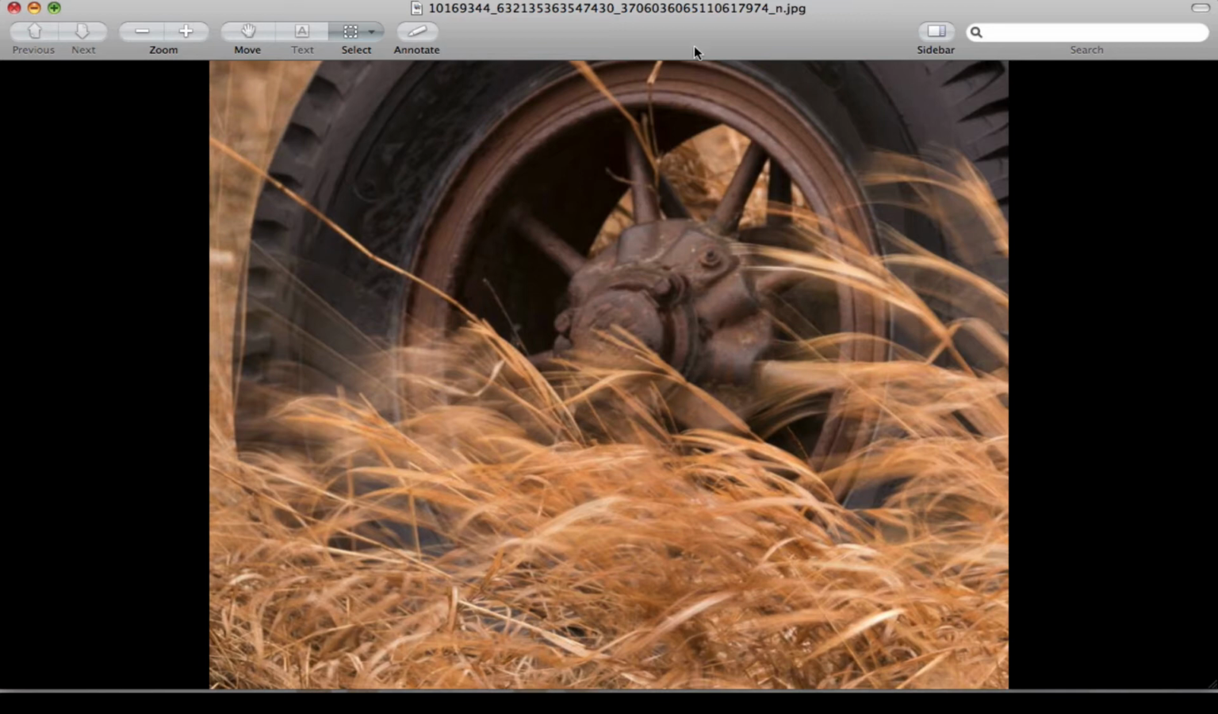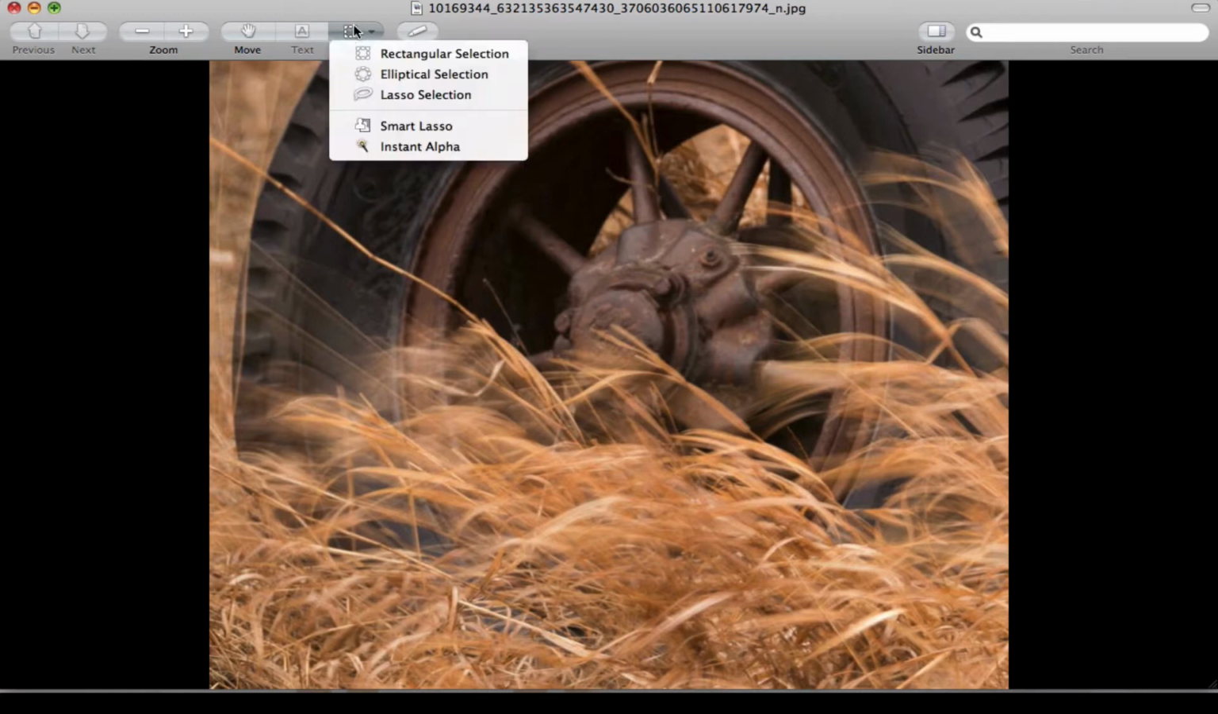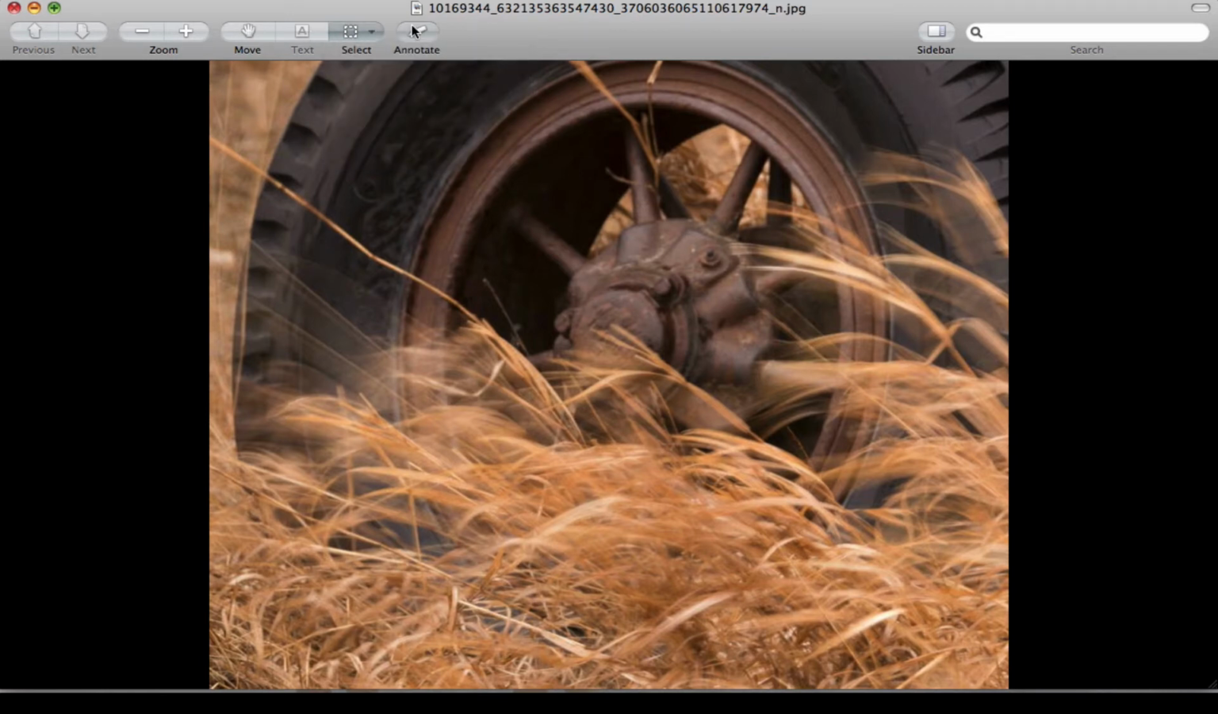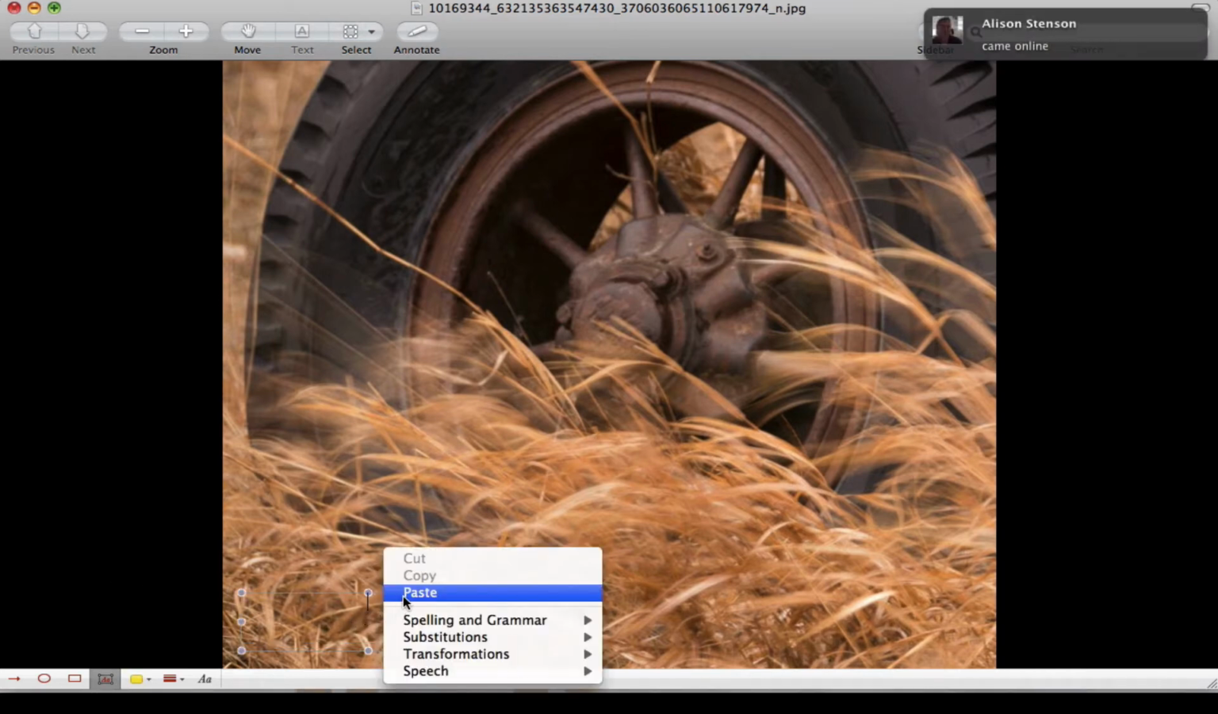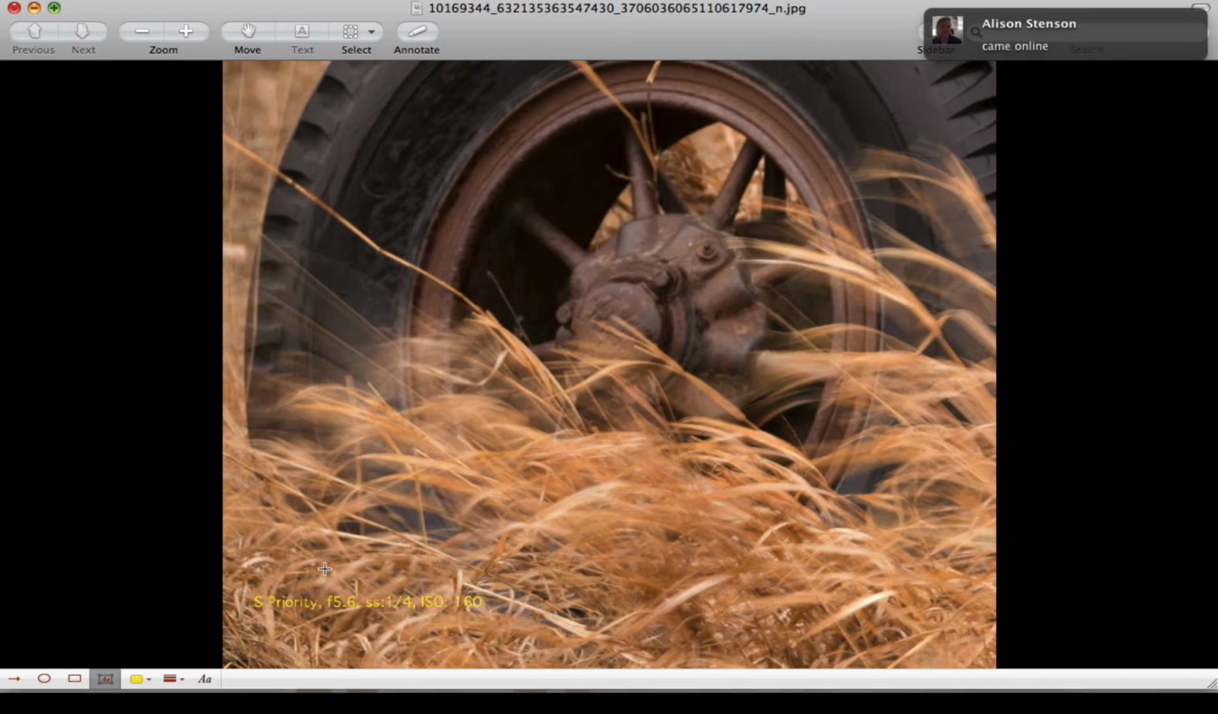Now let me see. I didn't write down what her shutter speed and tech specs were. Let me see if I can do that right here. I think I put them somewhere. Excuse me one moment while I write this in, because it's important that people see that. All right.